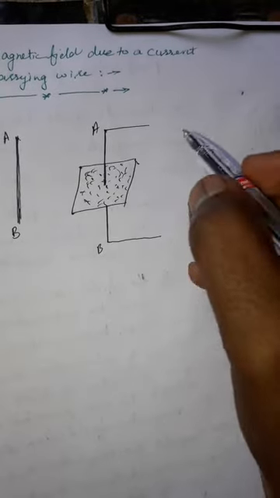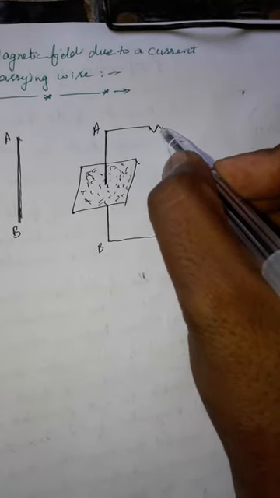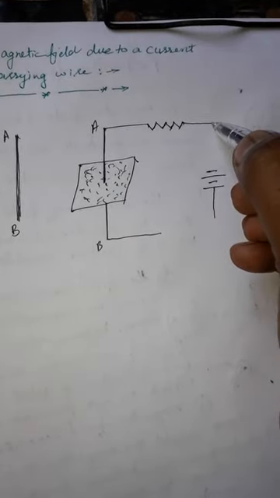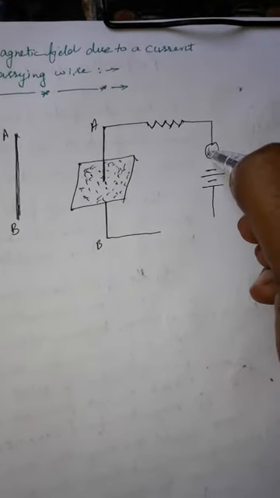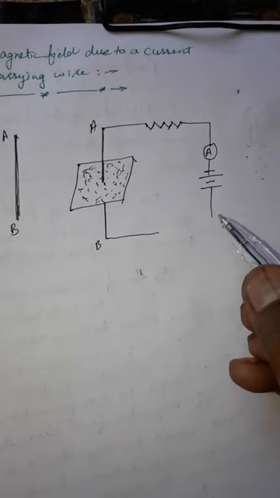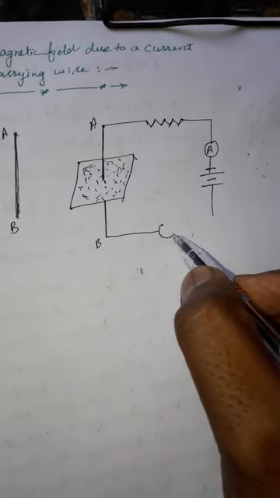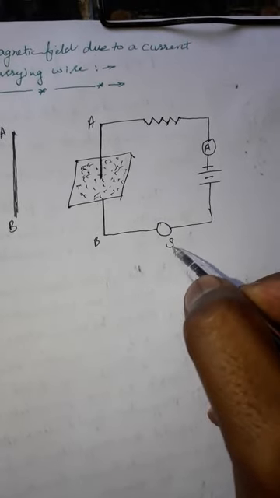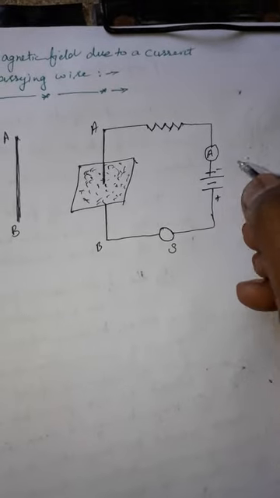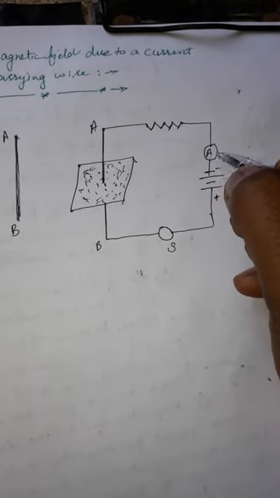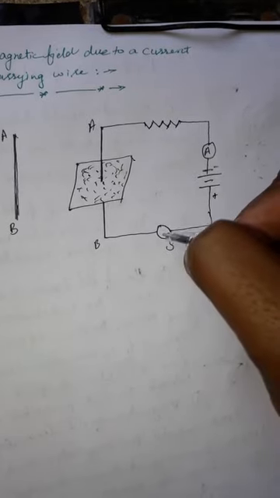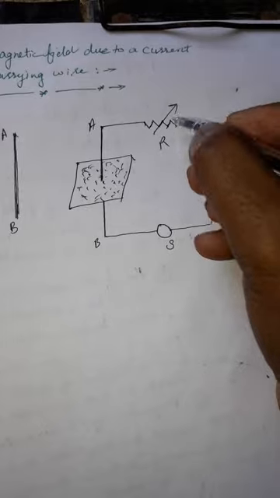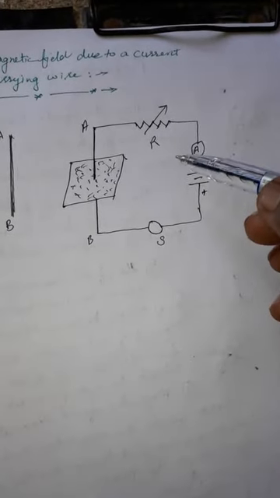okay, the two ends of the wire are connected with the battery with the help of a resistor and an ammeter through a switch. Say S is a switch, here is a battery having positive and negative terminals. The ammeter is to calculate the current flowing through the circuit when the switch is closed, and R is, say, a variable resistance for adjusting the value of current.